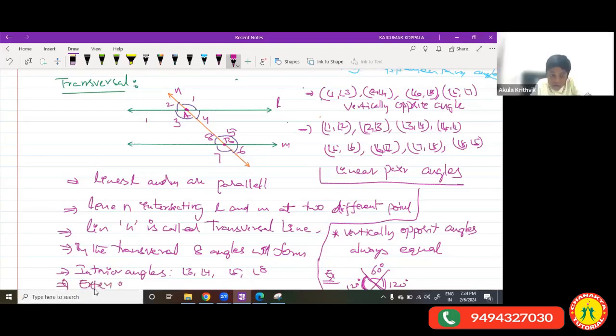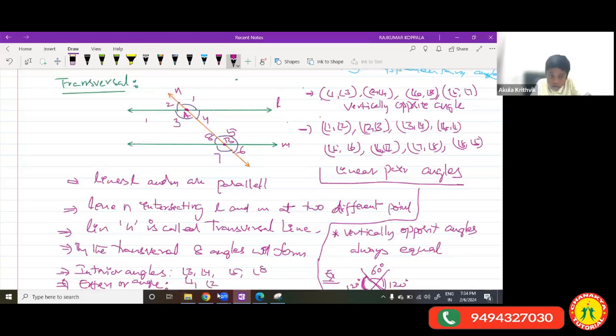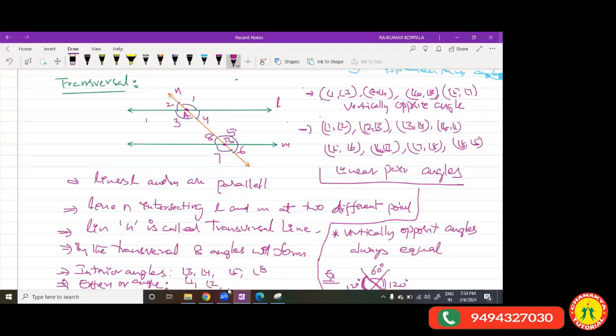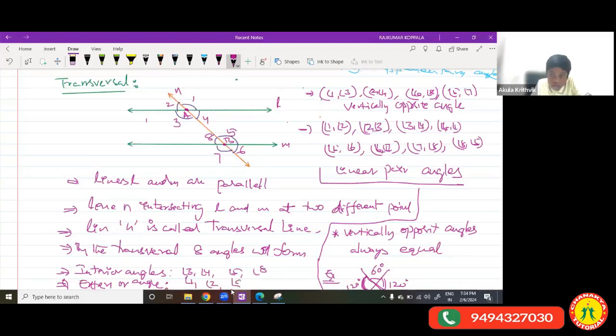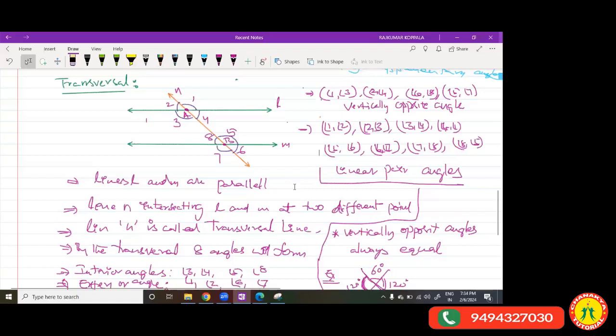And what are the exterior angles? Outside. Exterior angles are angle 1, angle 2, and here angle 6 and angle 7 are also exterior angles. Okay. Very important. It will be very useful in our higher studies.